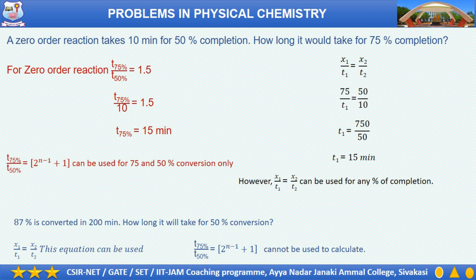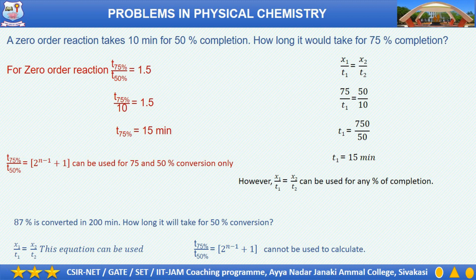Or you can make use of this equation also. This one, that is x1 by t1 is equal to x2 by t2. It will also give you the same result. For 75% conversion the time is t1. Here x2 is 50% of the conversion, and the time taken is 10 minutes. What is t1? t1 is equal to 75 into 10 by 50, and you will have the answer 15 minutes.